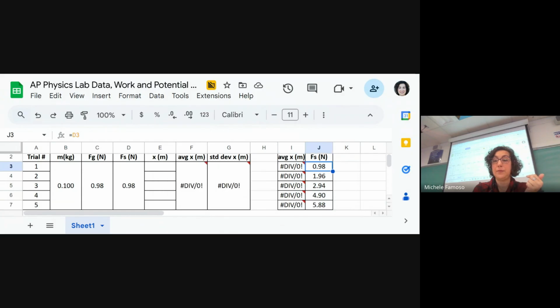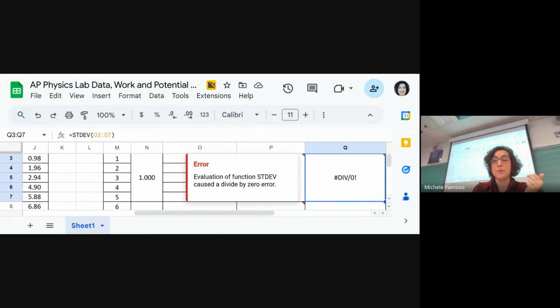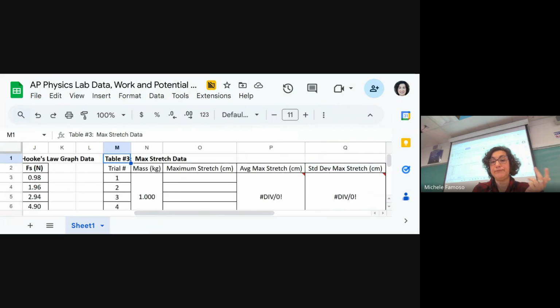Make a graph of that data. Then this is the hard part. And this part, for table 3, is determining how far the mass will fall on that spring when you put it on there. Let me describe what you're going to do here.